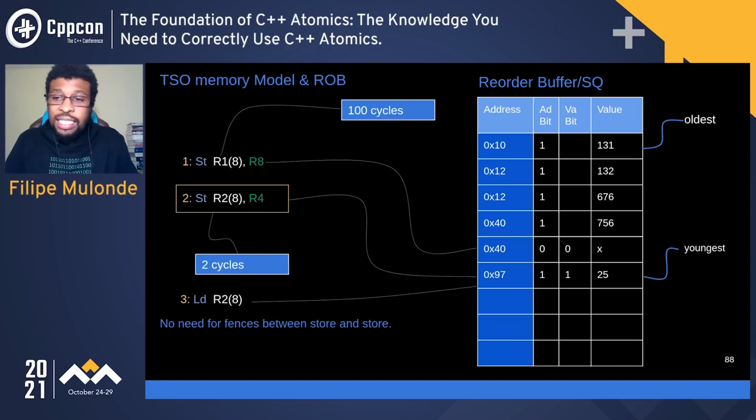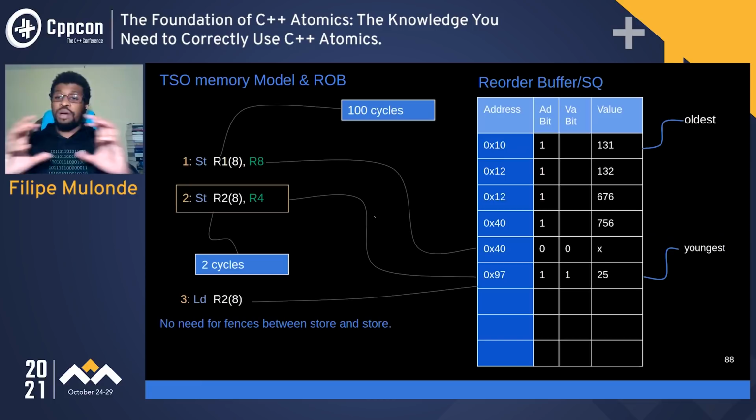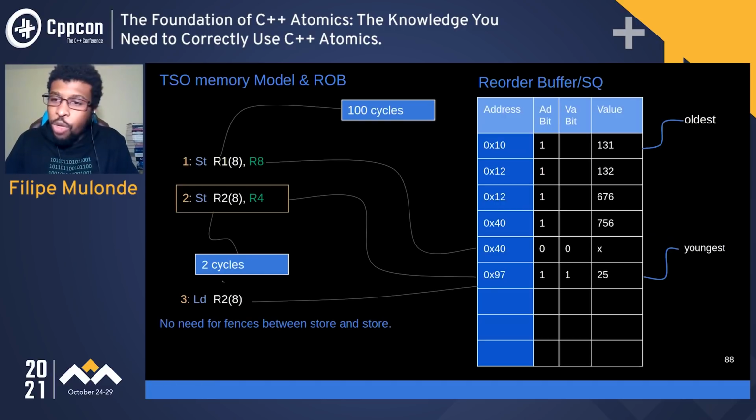So now let's understand how the reorder buffer affects the visibility of store operations. When a subsequent load in the same program tries to access the same location that was already written by the second store, this load can take the value from the reorder buffer. And in this case, this load will take 25 from the reorder buffer.